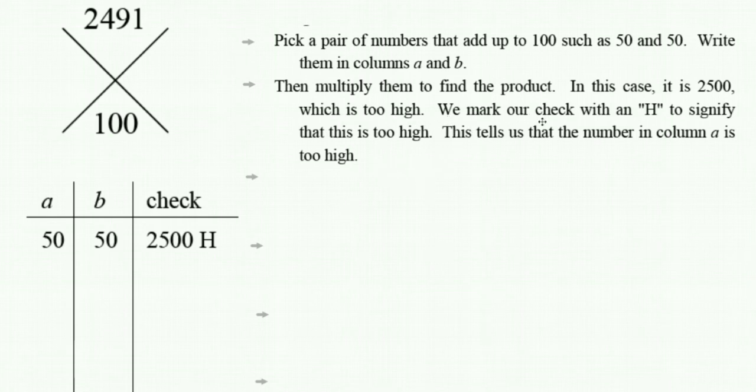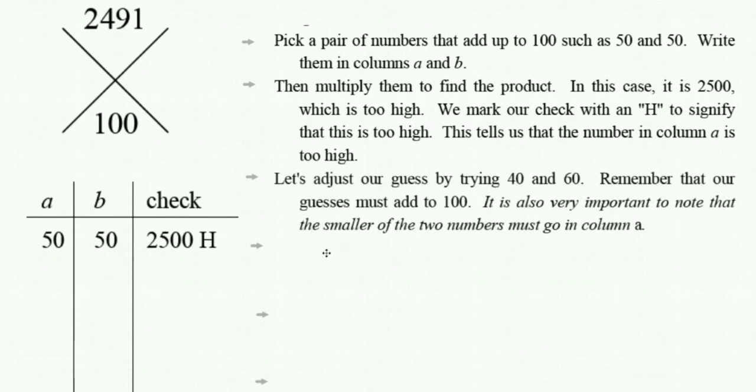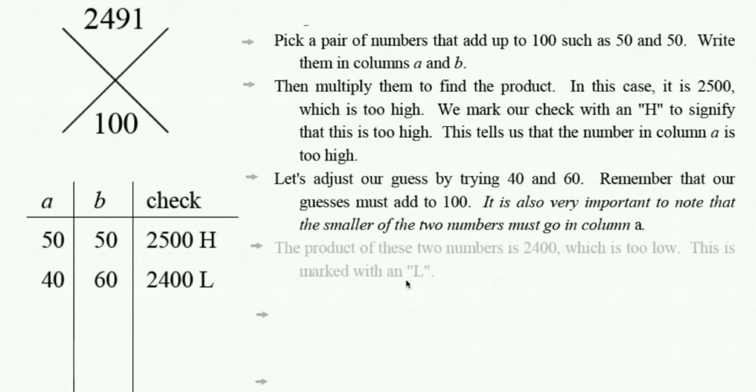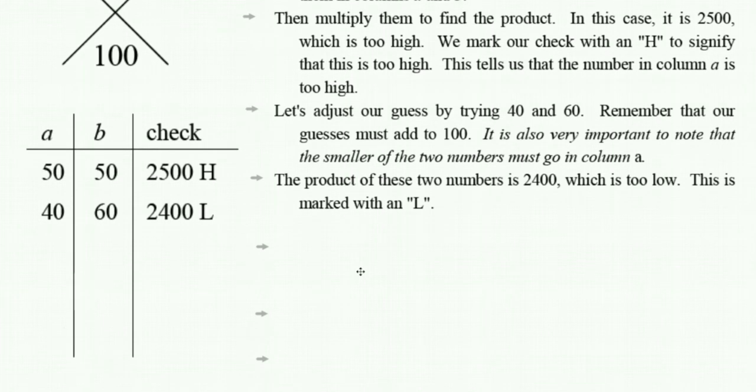We mark our check with H to signify that it's too high. Then this tells us that the number in column A is too high. So what we do next is let's adjust our guess by trying 40 and 60. Remember that guesses must add to 100. Okay, so we have 40 and 60. Now this is low. Okay, and also it is very important to note that the smaller of the two numbers must go in column A, so that there's an order in what you're doing. So we mark this as low.